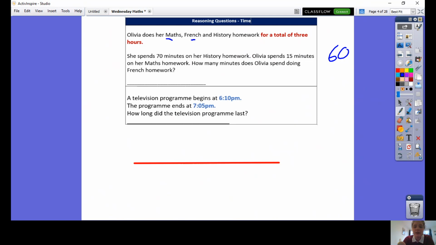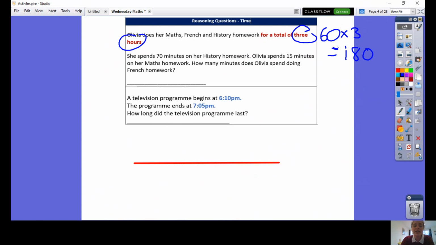Olivia does her maths, French and history homework for a total of 3 hours. She spends 70 minutes on her history homework, 15 minutes on her maths homework. How many minutes does she spend doing her French homework? Okay, for this question here, we didn't actually really necessarily need a number line, but we could have done. The first thing that I need to do for the first question is convert, something we have been working on. I know there's 60 minutes in 1 hour, so 3 hours will be 60 times 3, which is 180.